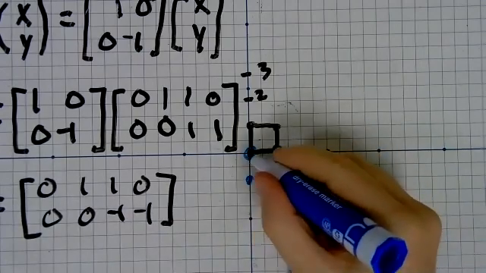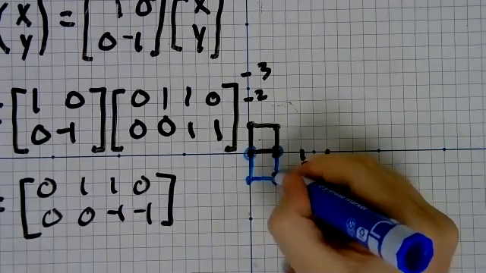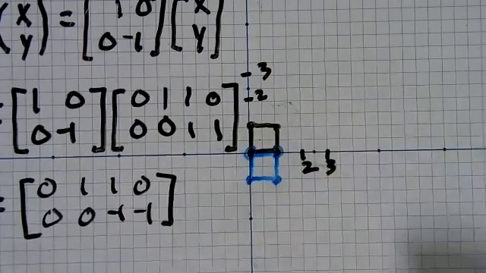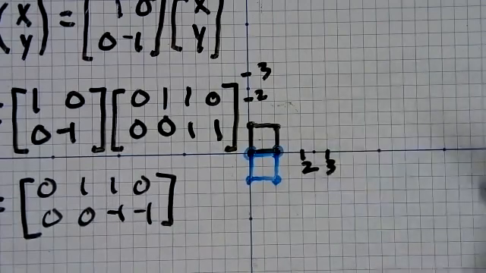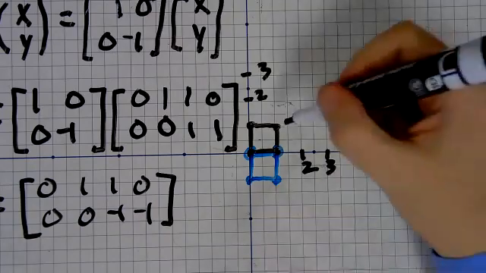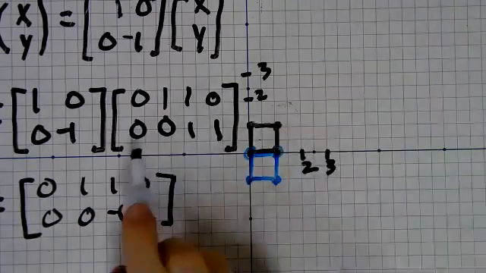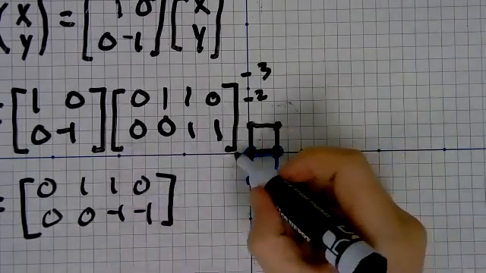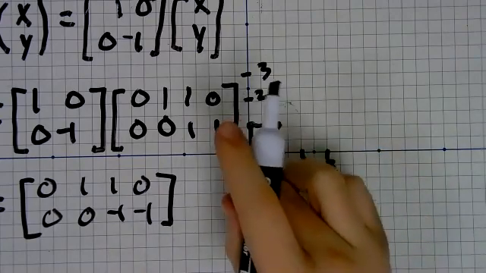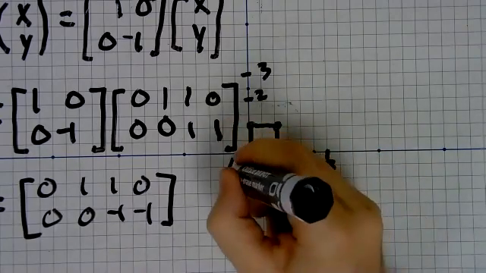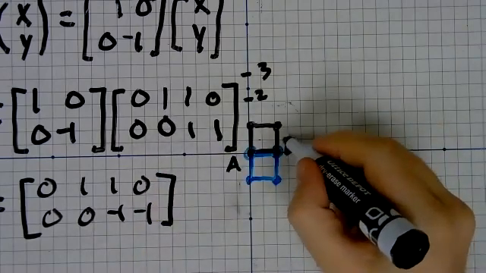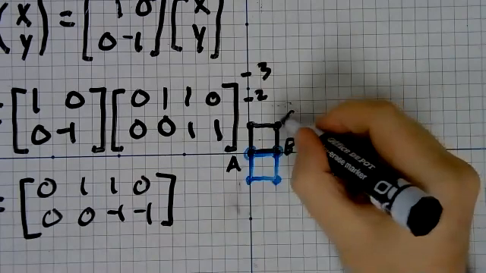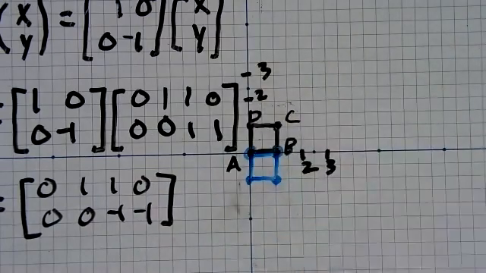All right. So once again, our first guess is that this is probably another reflection. Looks like over the x-axis. But again, we really should make sure. So we'll go ahead and label each of our points. Our first point is A. Our second point we'll call B. Our third point we'll call C. Our last point we'll call D.